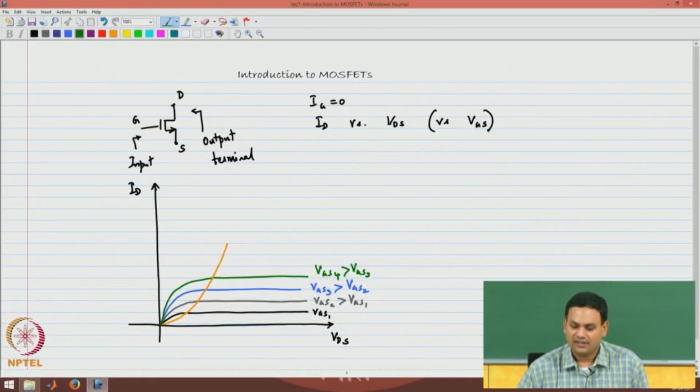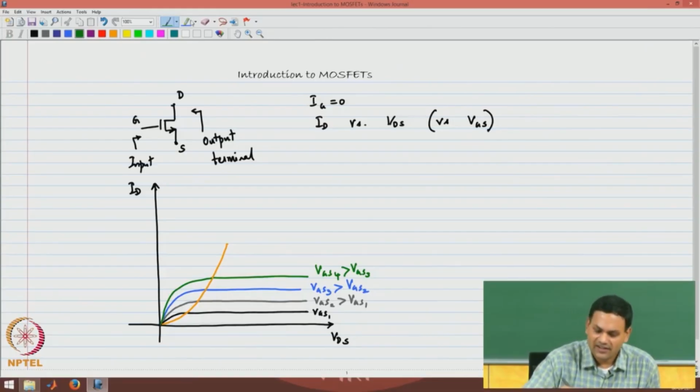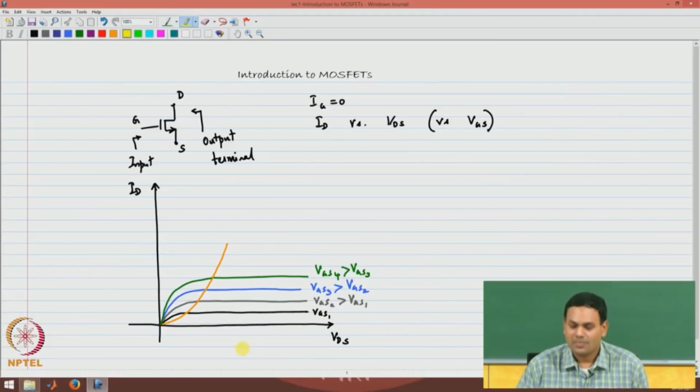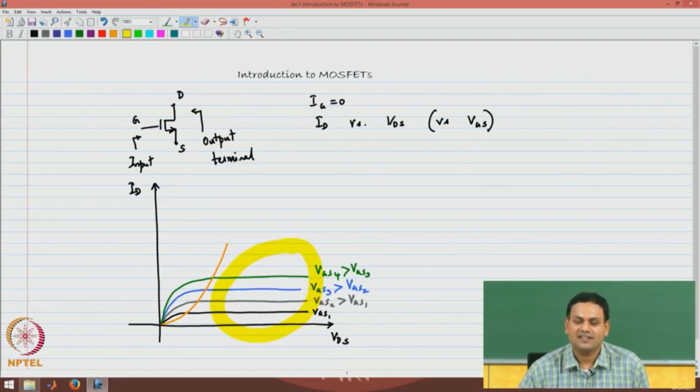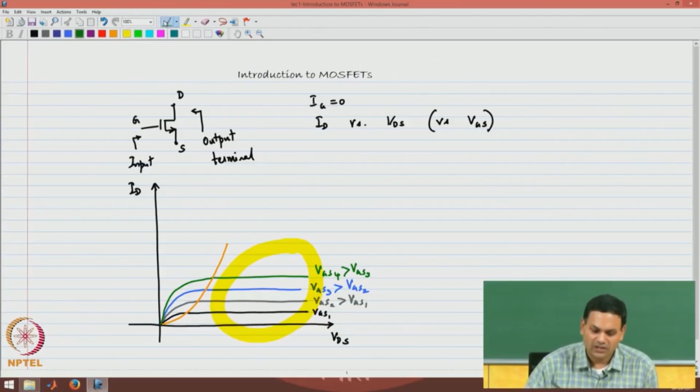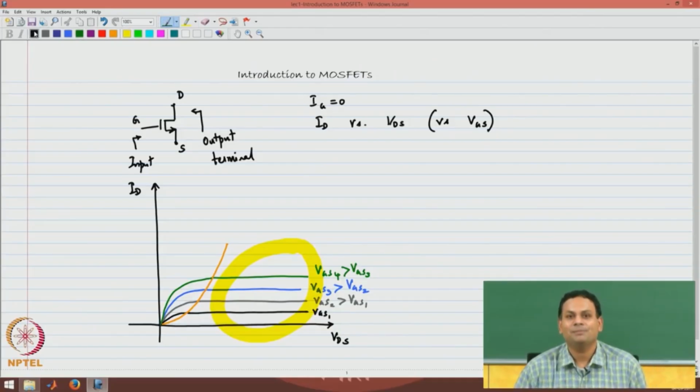So, this shows the IV characteristics of the MOSFET, and we will note that to use it as an amplifier, we will always use it in this region. In other words, we will use it in the region where the drain current is not a function of the drain source voltage, it is a function of the gate source voltage only. So, now we can go ahead and start writing the current equations of the MOSFET.